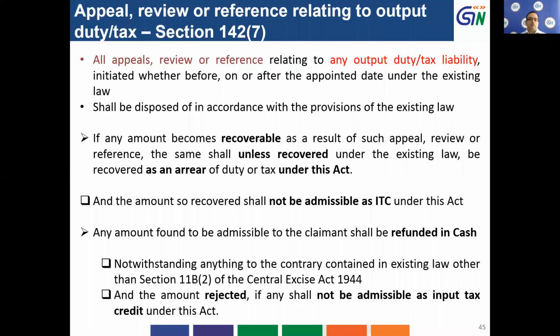And any amount which becomes admissible to the claimant will be refunded in cash, and he has to prove that he has borne the incidence of that duty on himself. And if the amount is rejected, then he will not be entitled for any input tax credit under this act.